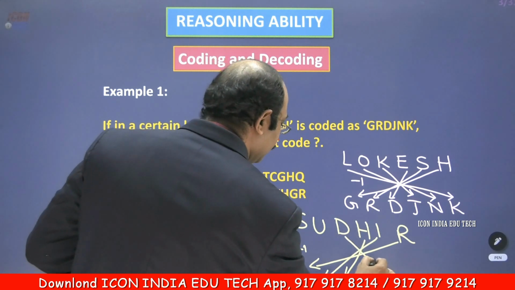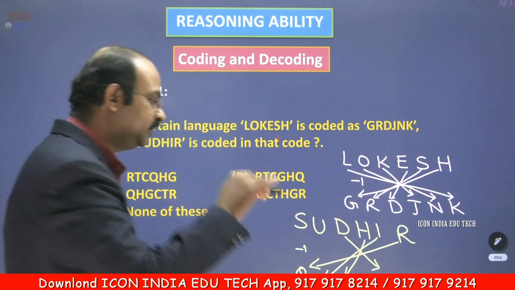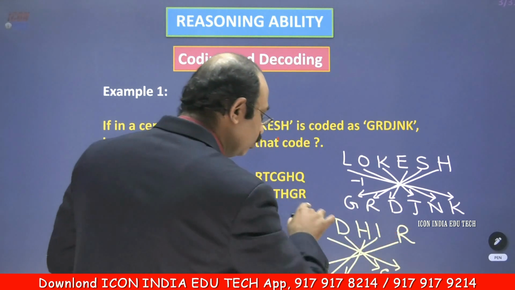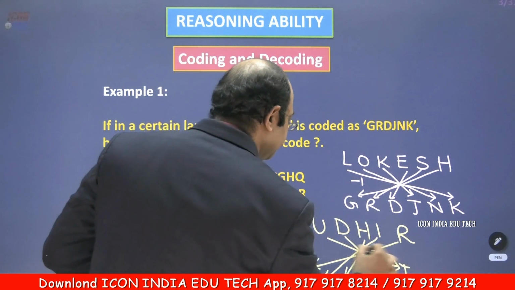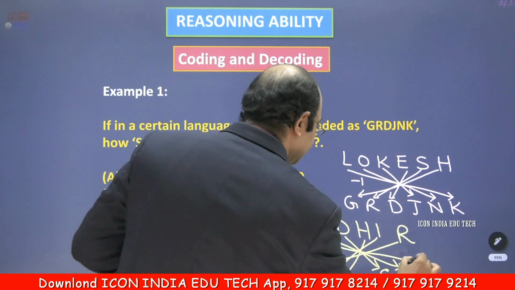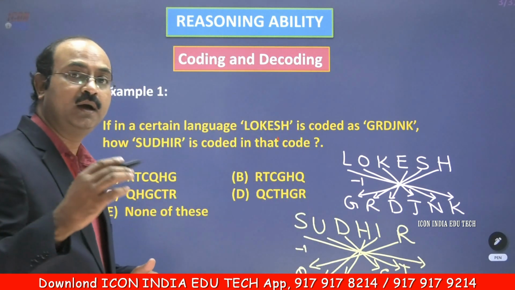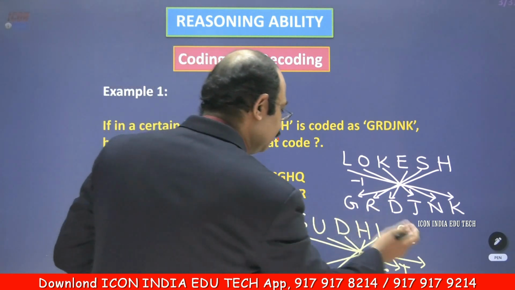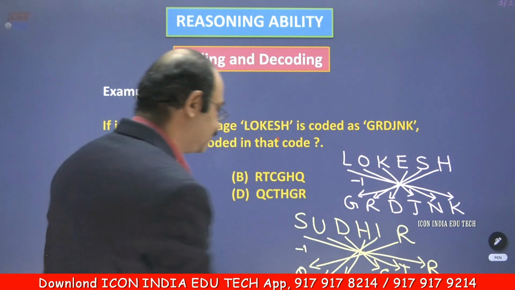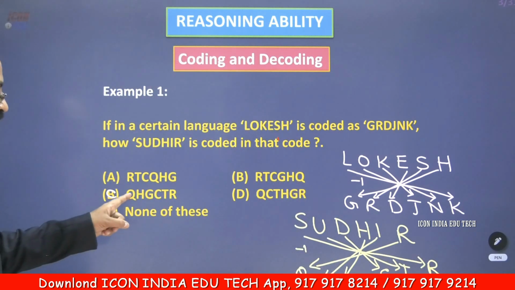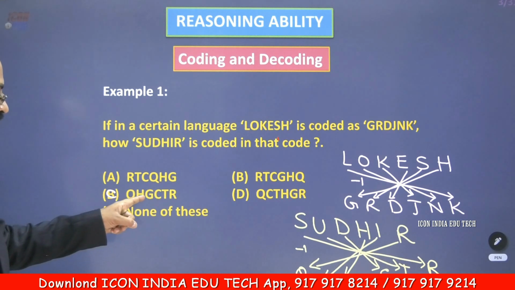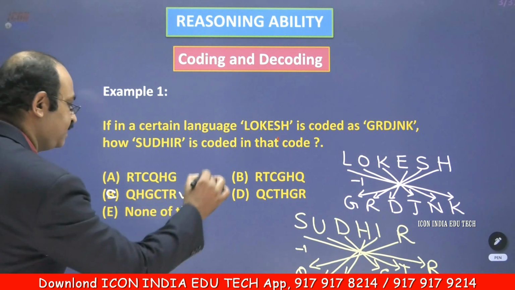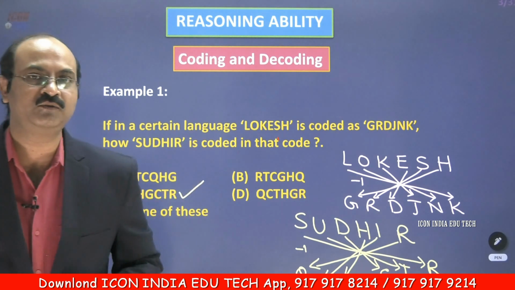What is the alphabet before D? C-D. So here comes a C. S-T-U, T-U. So here T has to come. P-Q-R-S. After R will come S. So before S is what? R. So what is your observation? Q, H, G, C, T, R. So that means the choice C will be the right answer for this question.